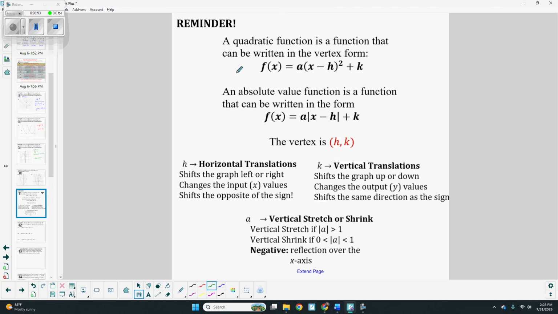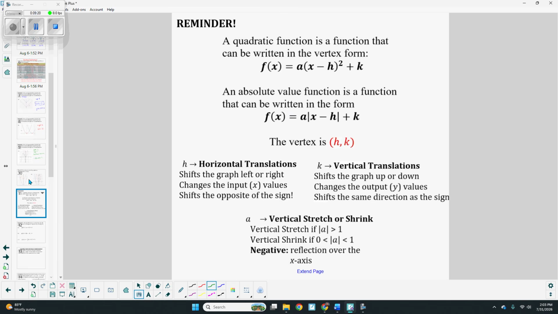All right, so here's some reminders. Quadratic functions can be written in what's called vertex form, which would be this form right here. f of x equals a on the outside, parentheses, x minus h squared plus k. And an absolute value function is written in this form, and it looks the same. It looks very similar. The only difference is we now have the bars instead of the squared. So for both of them, we can identify what's called the vertex as h comma k.